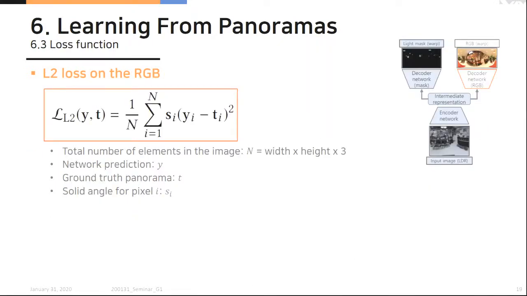And they used this loss function. I'm going to explain their loss function. They used L2 loss on the RGB first. You see that's the basic L2 loss function equation. The total number of elements in this image is N, and it's width times height times 3. Y represents the network prediction here, T is the ground truth panorama, and S_i is the solid angle for pixel i.